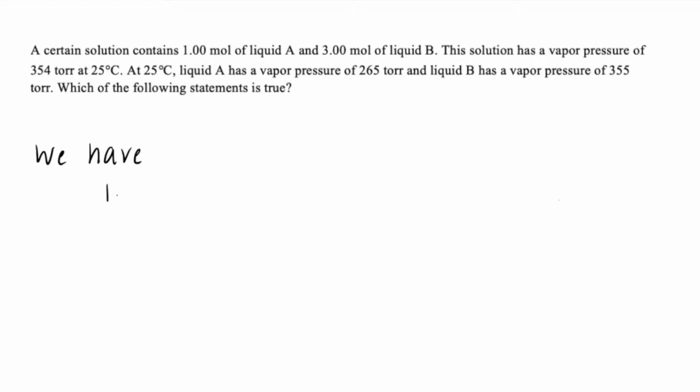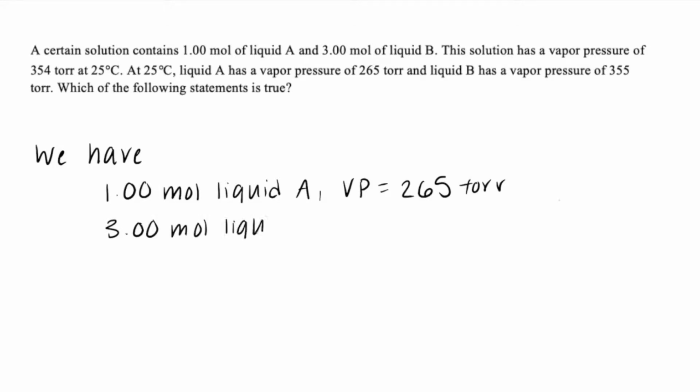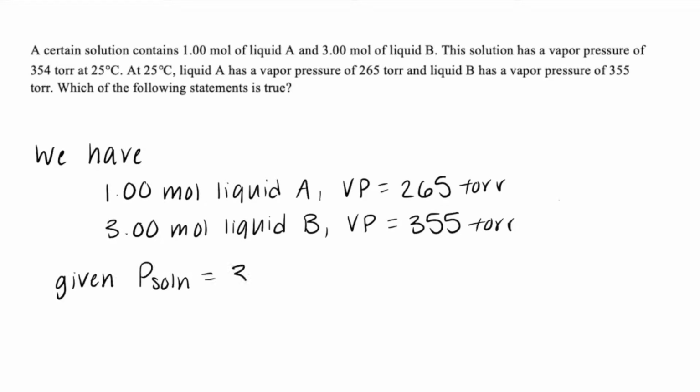First, let's write down the givens. We have 1 mole of unknown A with a VP of 265 torr, and 3 moles of unknown B with a VP of 355 torr. We know that the total VP is 354 torr.